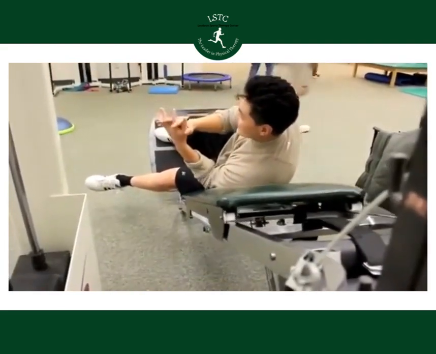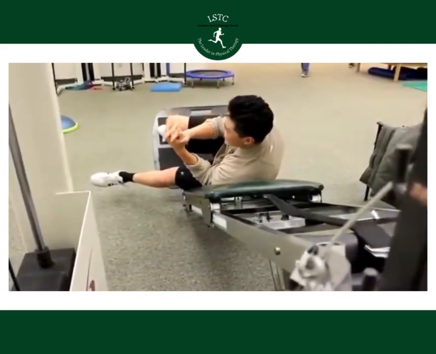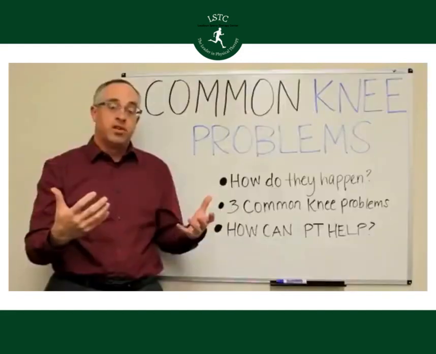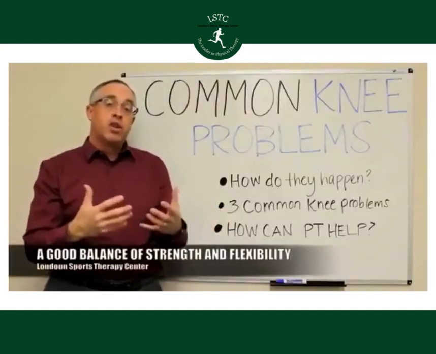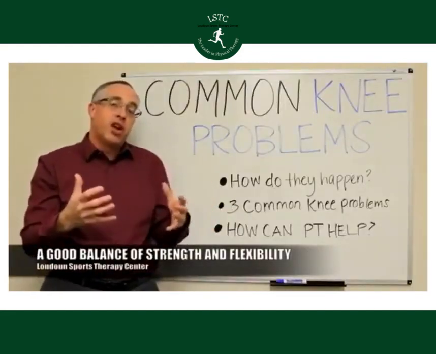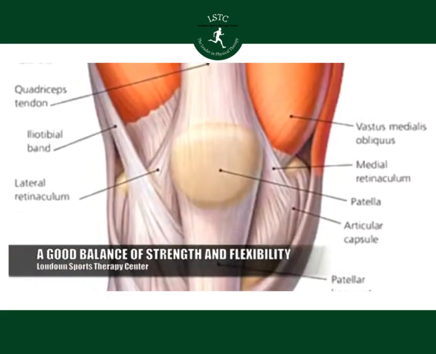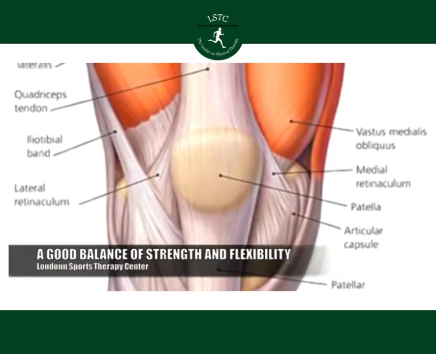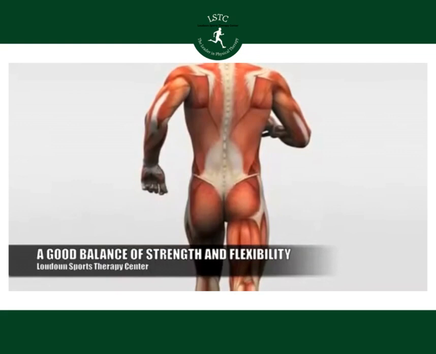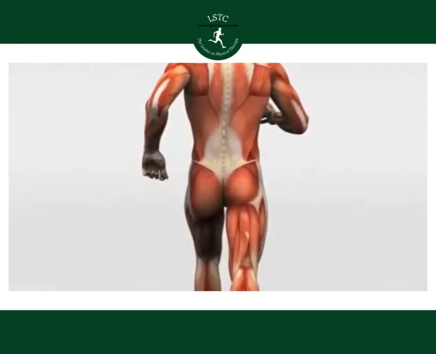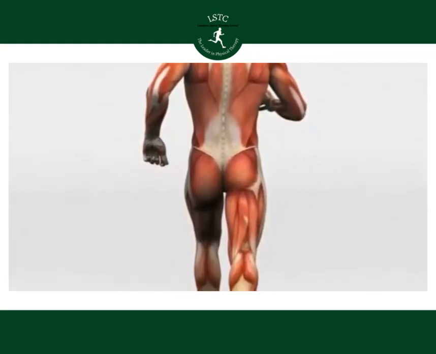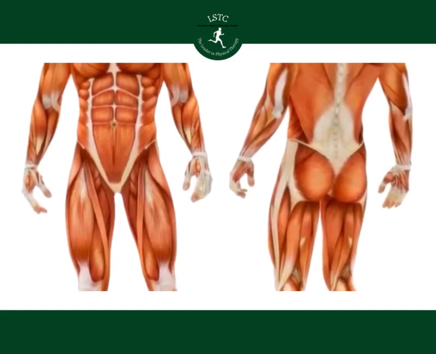The question we get asked the most is, well, how do I prevent any of these three problems from happening in the first place? Well, the true answer to the question is you need a good balance of strength of all of the muscles around your knee. Yes, we could lump that into quadricep strengthening and hamstring strengthening and calf strengthening, but there's a lot of muscles that come from the front and the outside and the back side of your hip that also help to control what's going on in the knee.